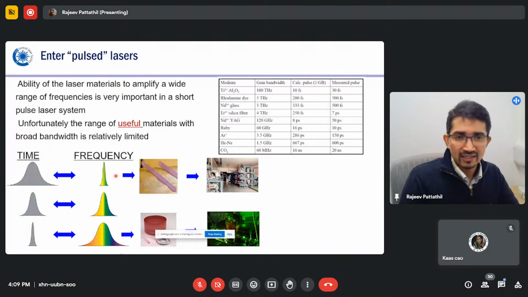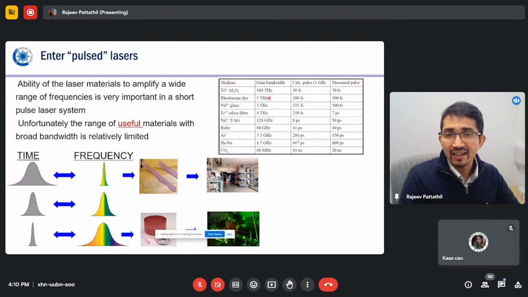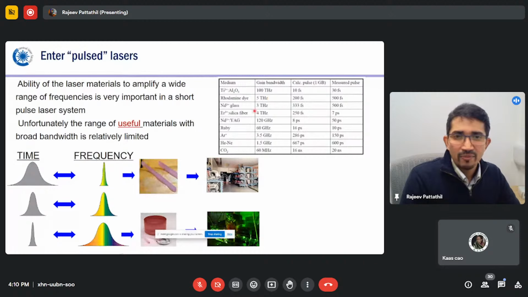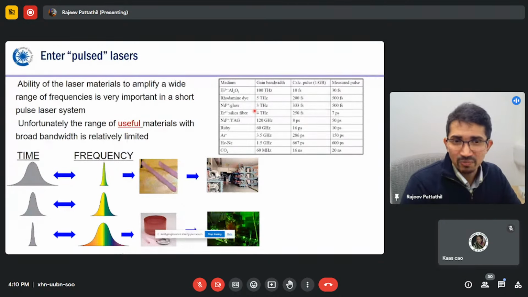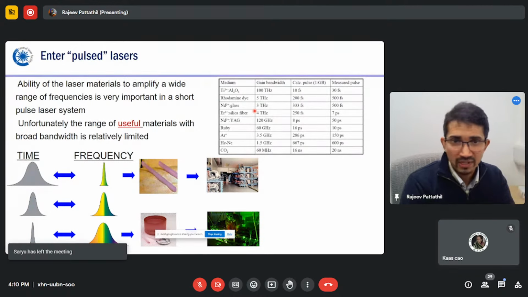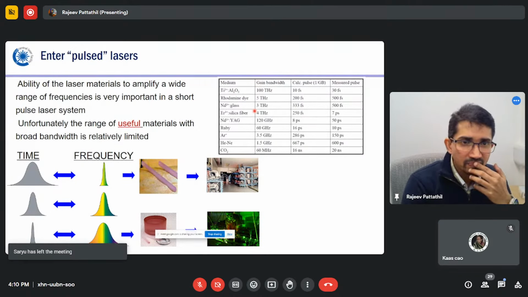But there are certain other materials like sapphire doped with titanium that can get 100 terahertz, which is 10 to the 14 hertz. It's very close to the 10 to the 15 that we said. So this can support tens of femtosecond pulses. This titanium doped sapphire is a material that people use to produce very short pulses, especially femtosecond pulses. You need these pulses to create even shorter pulses. This is why I'm mentioning this.